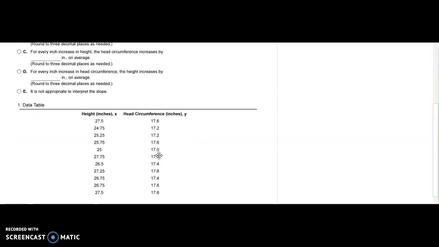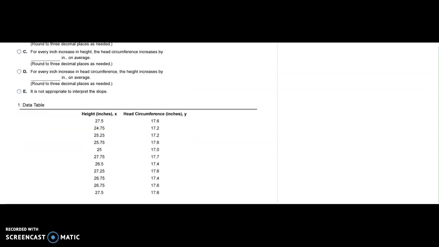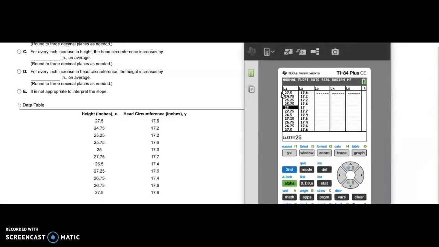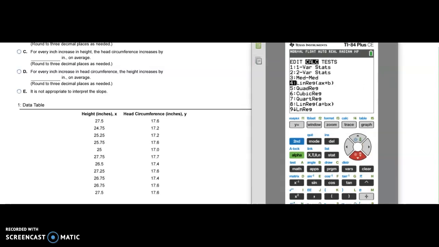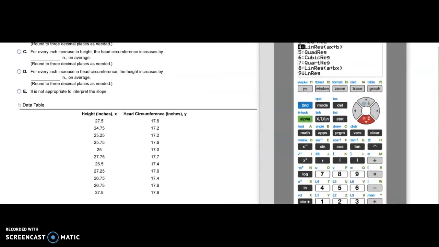I'm going to start with the numbers that were in the question you sent me. The first thing to do is to take the data. Hopefully you can see my calculator. So you want to put X in L1, Y in L2. And we're going to go to Stat, over to Calculate. I always choose option 4, linear regression. And you can go down till you get to number 4, or you can just push the number 4. And then enter.